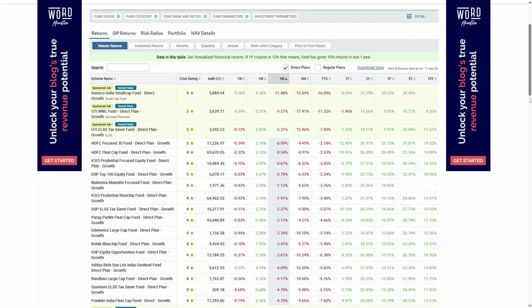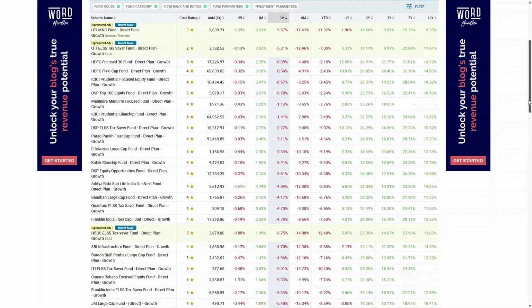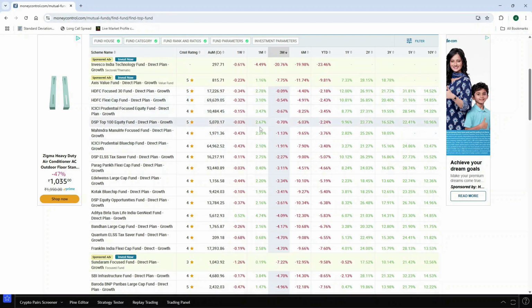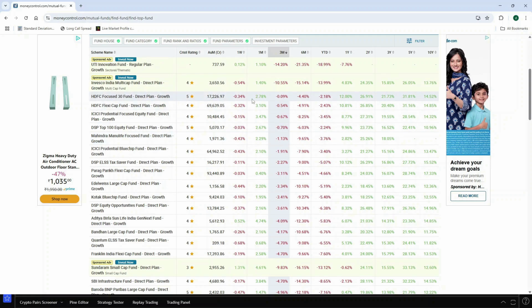For this, you need to first know which mutual funds are performing well. Once you know that, it will be easier for you to analyze. So first of all, go to moneycontrol.com, go into the mutual fund section and find the top funds which are performing well. So in 2025, we have a good correction. We will not be seeing too much of returns. So look for where there is minimal impact.